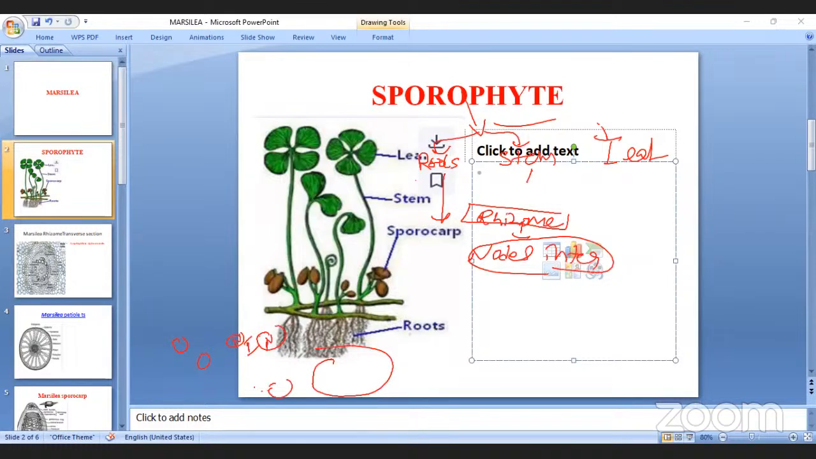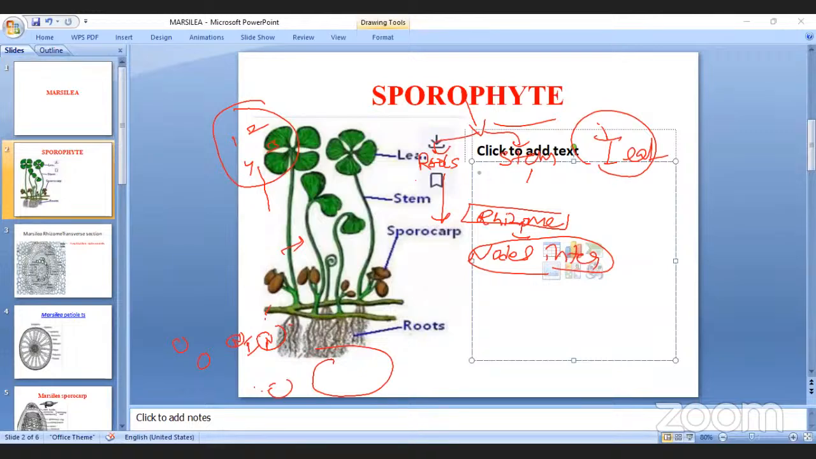From each and every node, leaves are arranged. If you take the leaf structure, you can see in the diagram an elongated petiole and a leaf. The leaf is not a simple leaf but a compound leaf, meaning it is made up of more than one leaflet. One, two, three, four leaflets are arranged, so it is considered a compound leaf. The compound leaf is one of the advanced characters, resembling the angiospermic plant. So this is the sporophytic plant body structure.